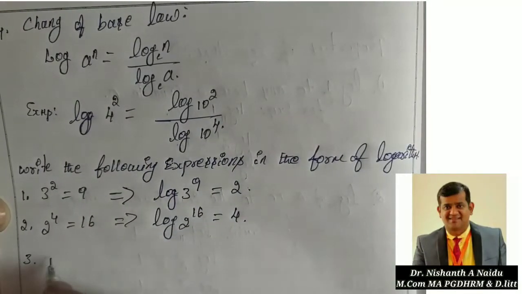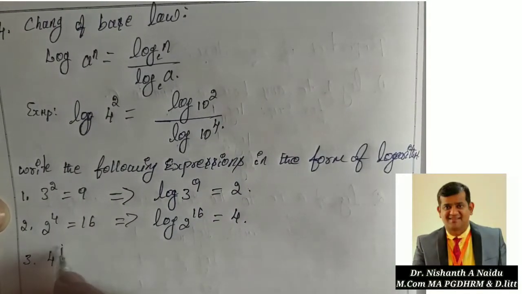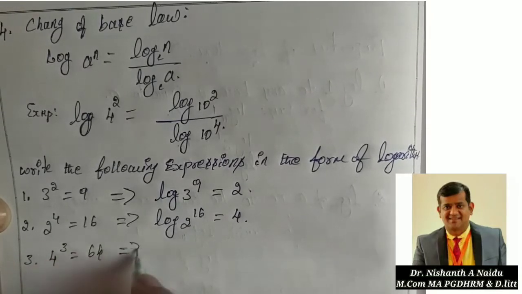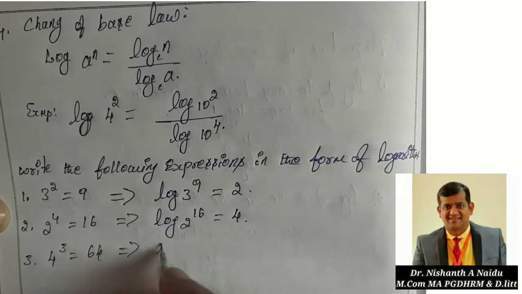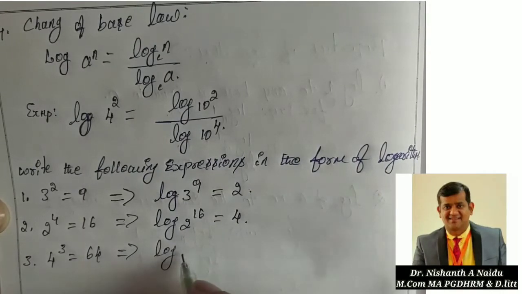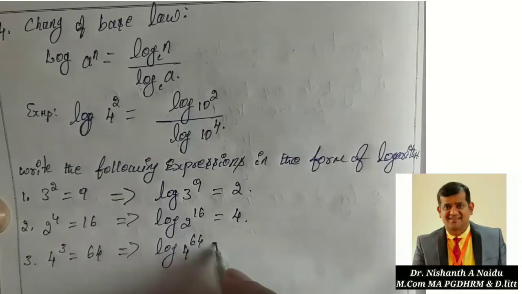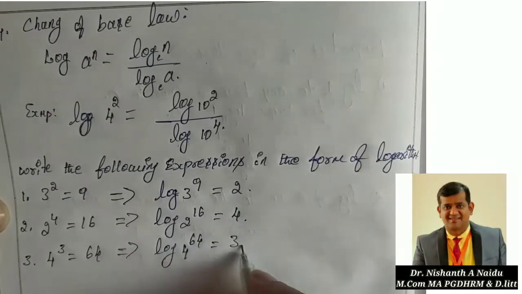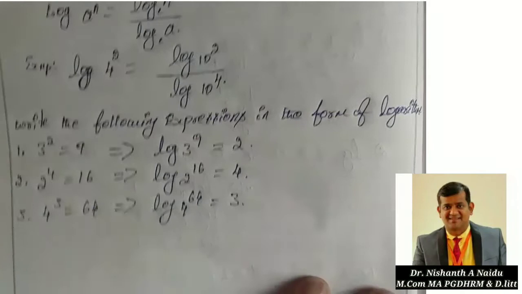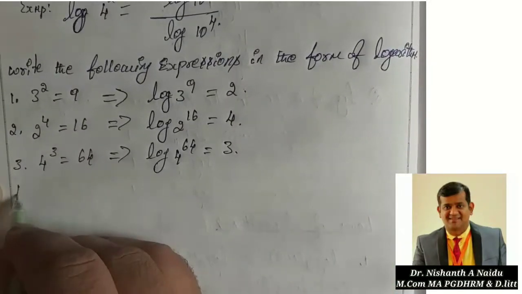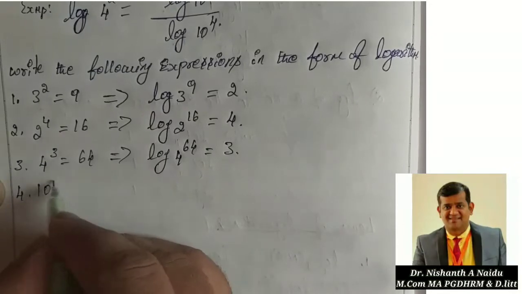Clear? The same way, 4 to the power 3 equals 64. So it will be written as what? Log 4 to the power 64 equals 3. Okay, I'll write a few more examples so that you will get an understanding thoroughly.